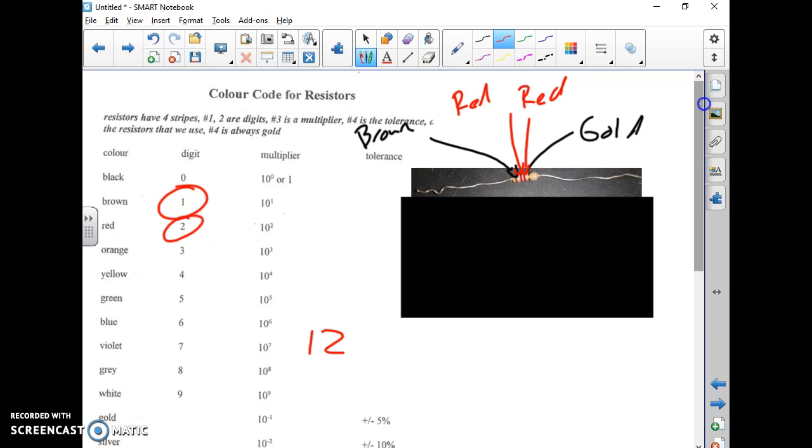So we know our resistor is going to be 12 times 10 to the power of, and since it's red again, it's going to be 2. So therefore, 10 to the power of 2 is 100. So 12 times 100, which is equal to 1200, which means the resistance of this resistor is 1200 ohms.